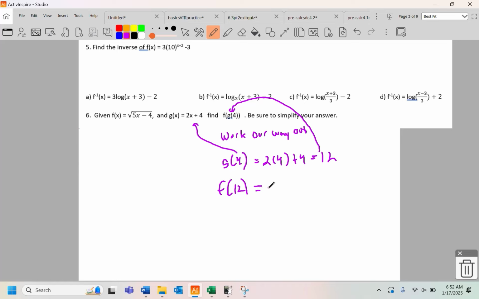12. Well, that's going to be the root of 5 times 12 minus 4. That's 60 minus 4, which is the root of 56. If you wrote root of 56, I gave you half credit. It says, be sure to simplify your answer.